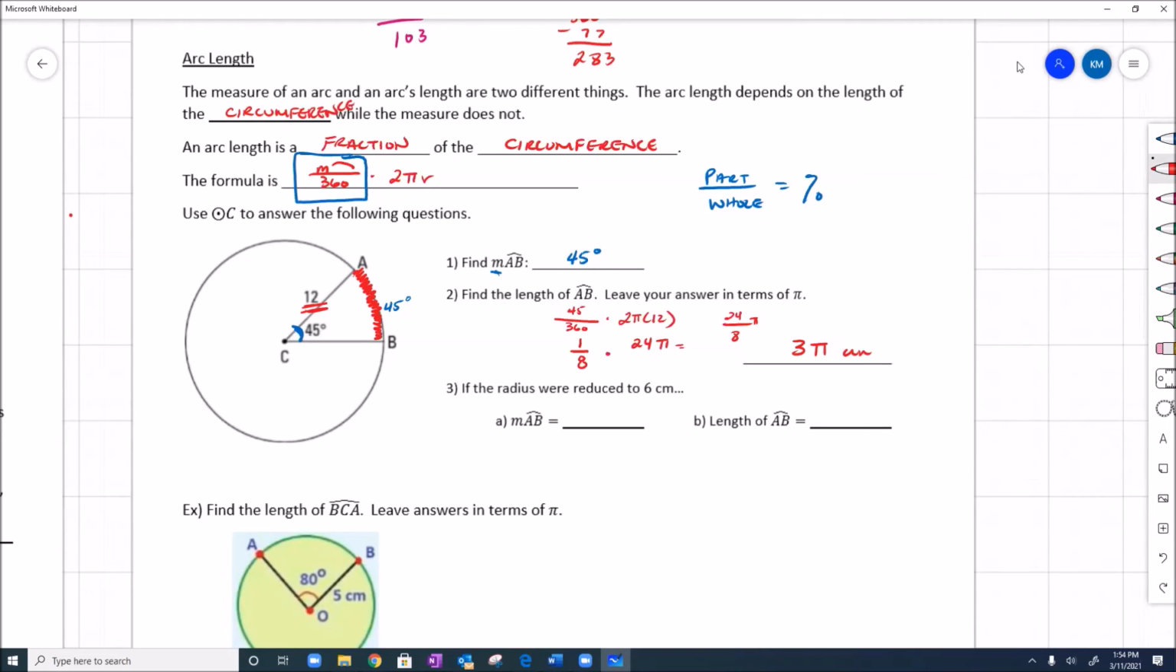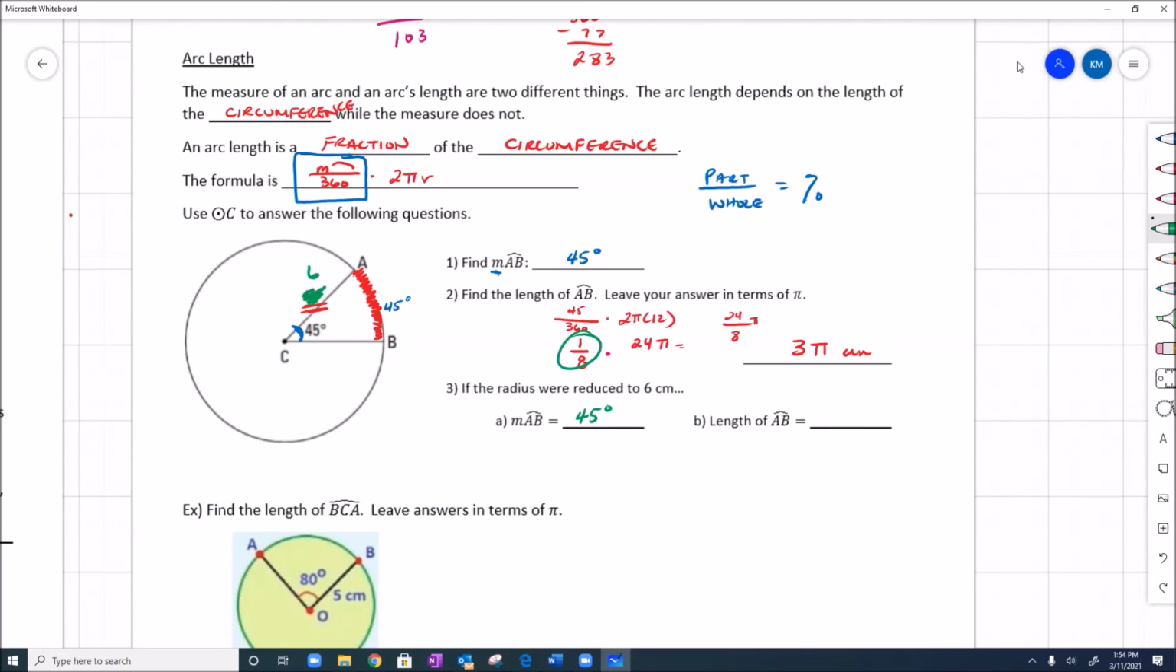If the radius were reduced to 6 centimeters, so let's say, hypothetically, this is 6 instead of 12. What's the measure of the arc? Well, the measure of the arc doesn't change. The measure is just that angle. It's 45, stays 45.